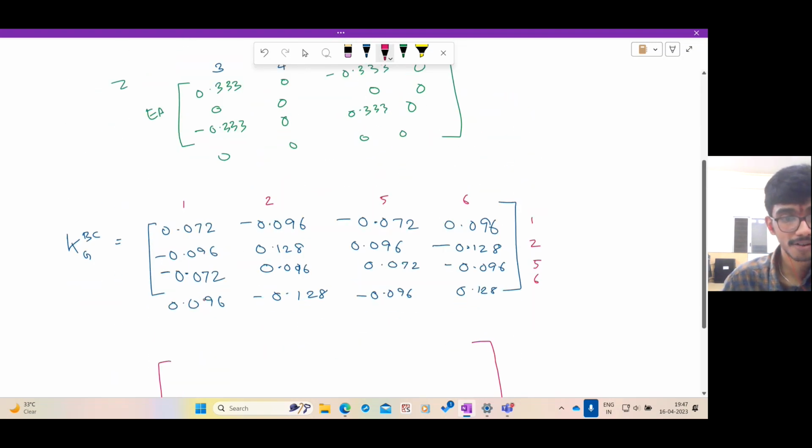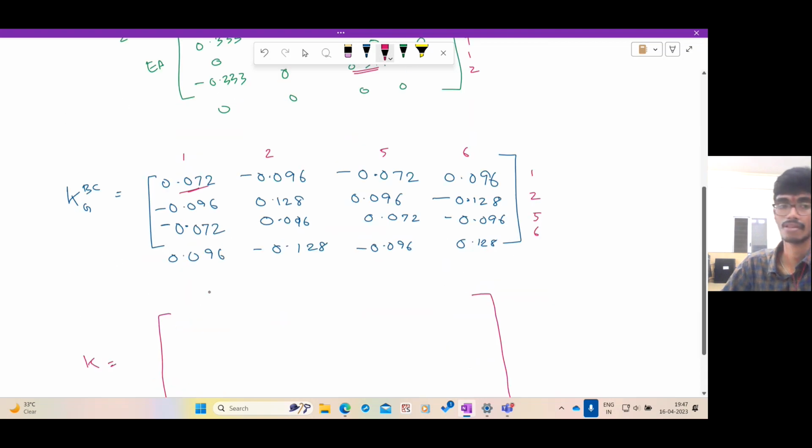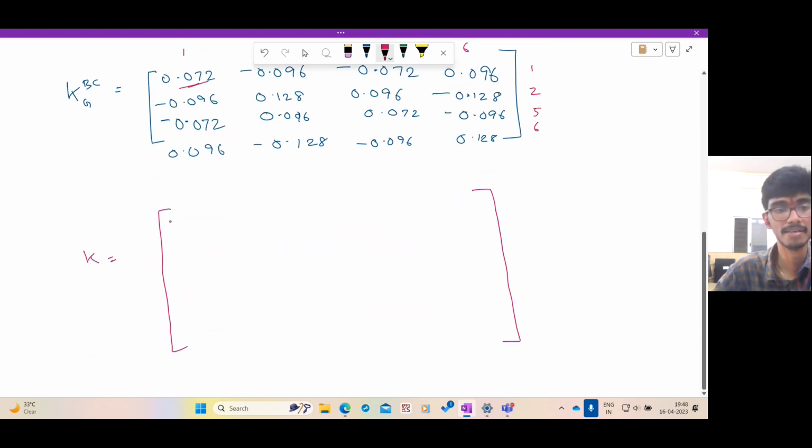So let us look at the first degree of freedom. Where all does 1 appear? Here and here. So how many components are there for 1 1? We have these two. So just add them up. There's a contribution of stiffness from this and from this. So wait, this is again 3, 4, 1. So this one plus this one is the first element. So it is 0.40533.